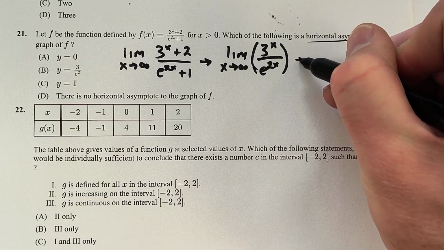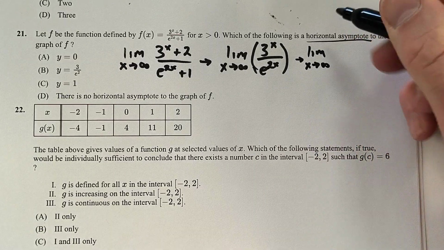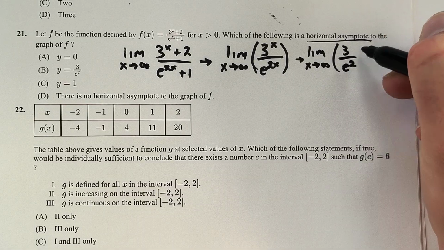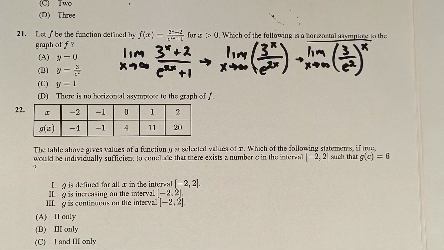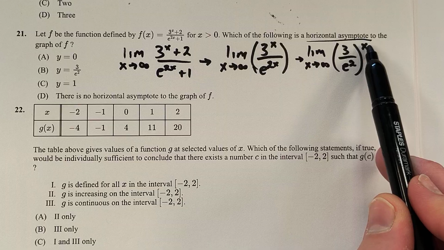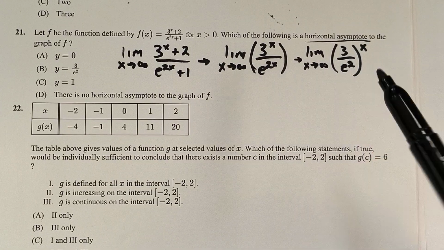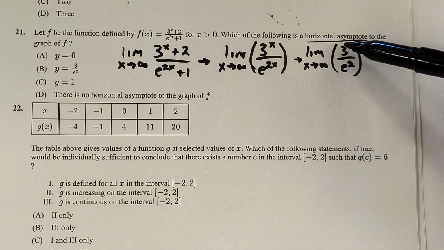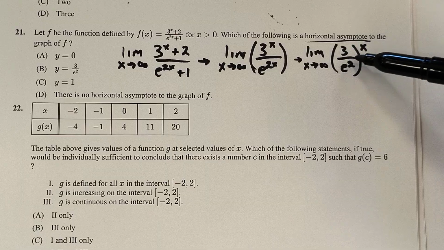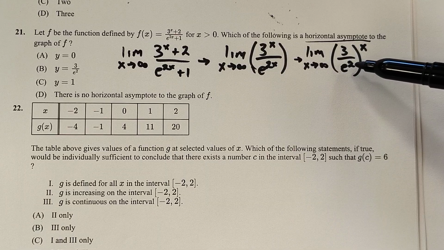And so we end up with the limit as x approaches infinity of 3 over e to the 2, all of that to the x power. Now the x, remember, we're going towards infinity, so we have an infinitely large exponential here. It's huge. So we need to look at what's inside and see what this fraction, 3 over e squared, is going to do.